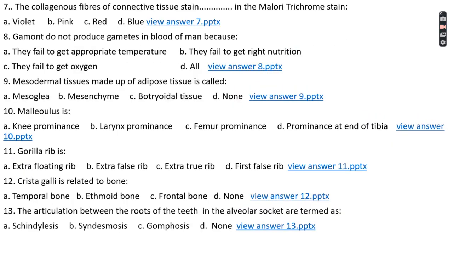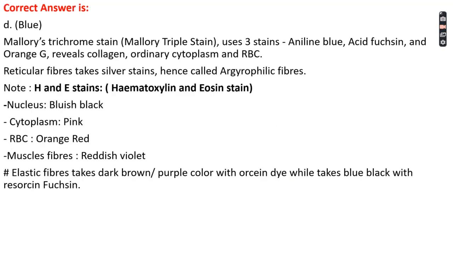Okay. Question number 7. The collagenous fiber of connective tissue stains dash in the Mallory trichrome stain. Option A, violet. Option B, pink. Option C, red. Option D, blue. The right answer is option D, that is blue. Okay. Mallory trichrome stain, which is also known as Mallory triple stain, actually uses three stains, that is aniline blue, acid fuchsin, and orange G. That reveals collagen, ordinary cytoplasm, and RBC.